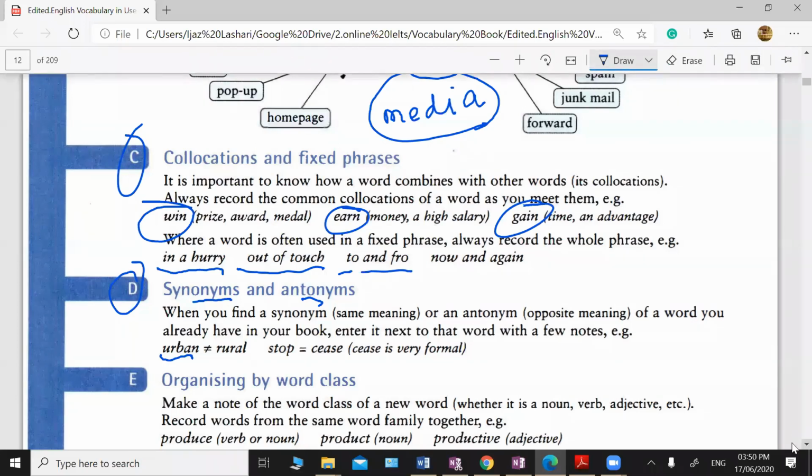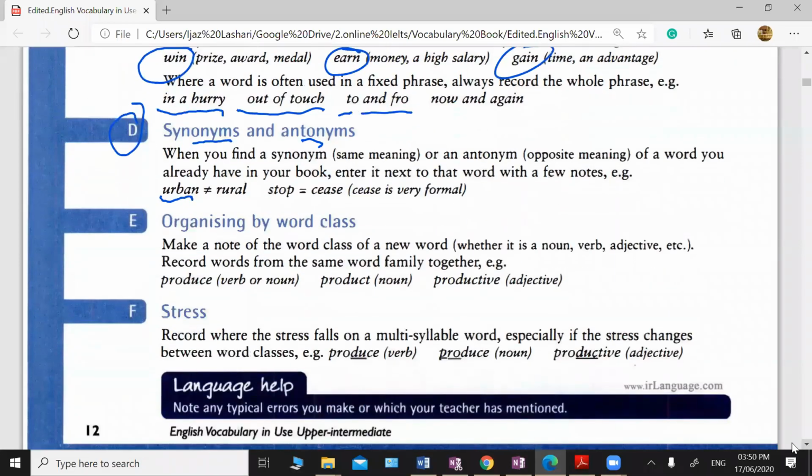Okay, we move on to the next question. The next question is organizing by word class. Word class is very simple. We studied yesterday, according to the grammar, word classes are noun, pronoun, verb, adjective, preposition, conjunction, adverb. Make a note of the word class of a new word, whether it is a noun, verb, or adjective. Record words from the same word family together.